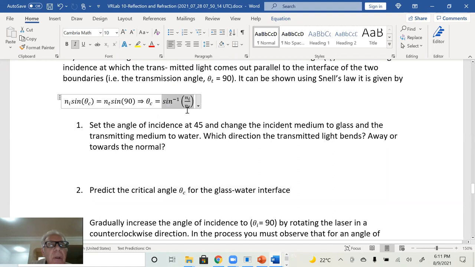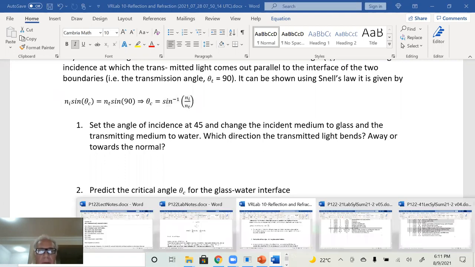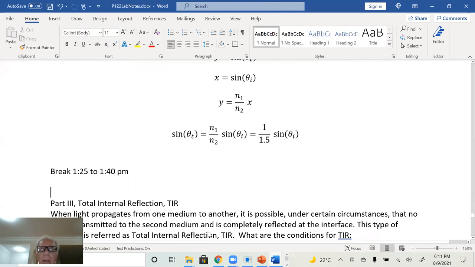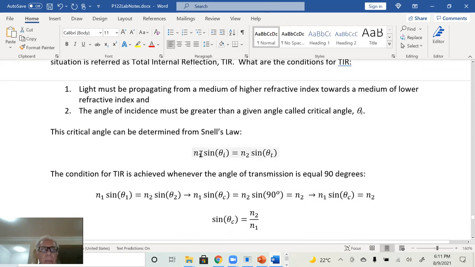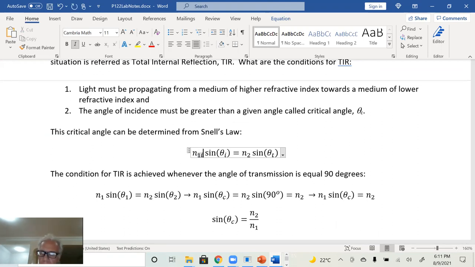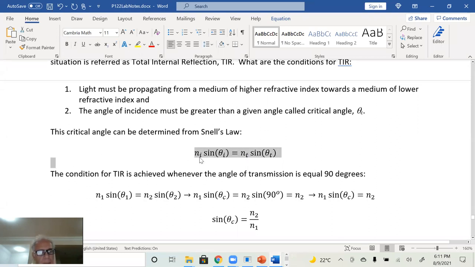He switched the ratios here. Okay, let's do that in my own notes. Let's correct that again. That's the equation. Right, here we go. Total internal reflection. I'm going to put the notation of the book. Ni, index of refraction of the medium of incidence of the light, sine theta of incidence, equals index of refraction of the transmitted medium, sine of the angle of transmission, right? We go, N1 is being replaced by Ni.